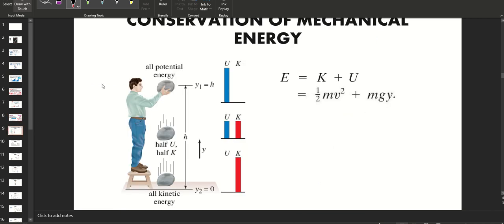So, here, this is a formula. Energy is equivalent to kinetic energy plus potential energy. Huwag kayo malilito, that is potential energy. Iba lang ang ginamit na letra. So, the formula is 1/2 mv squared plus mgh. Huwag pansin yung y na yan. H, okay?